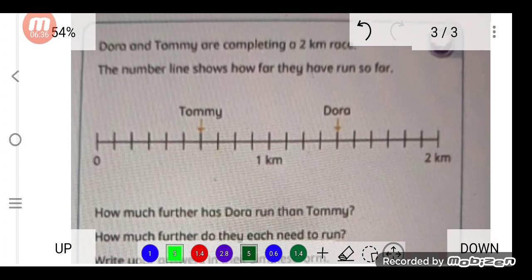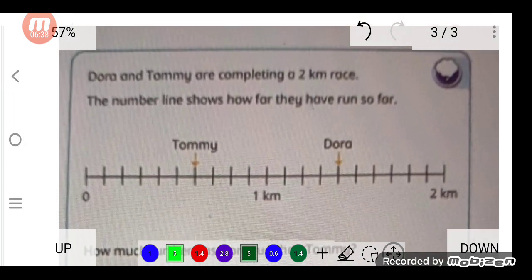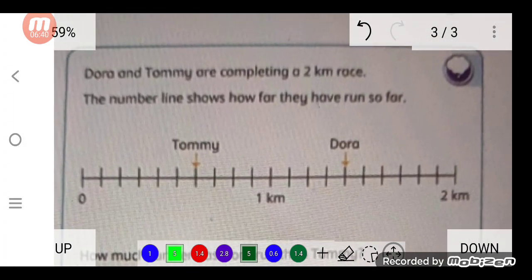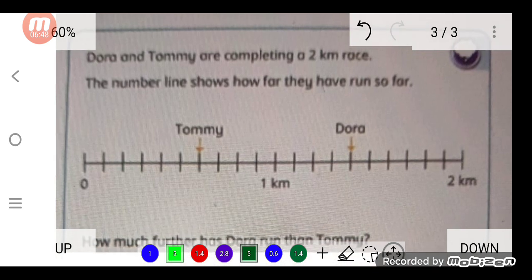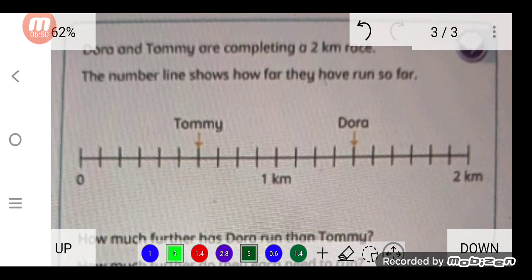Last question now. Here, Dora and Tammy are completing a 2 kilometers race. The number line shows how far they have run so far. So also you need to find the smallest division. Since here you have 1 kilometer and you have 10 divisions, each one division will be 1 over 10.